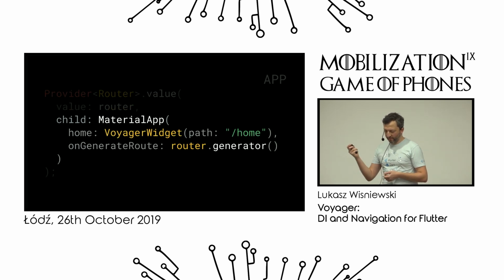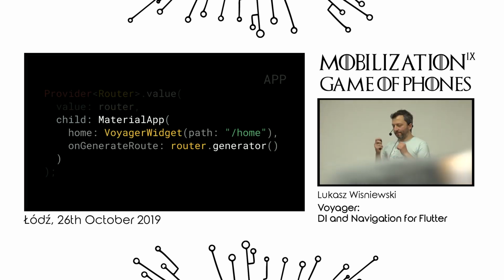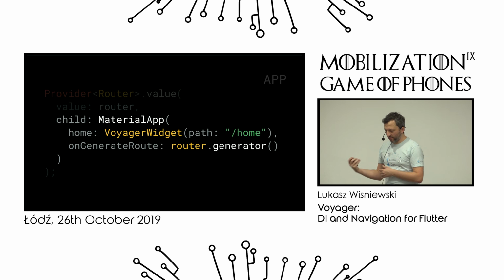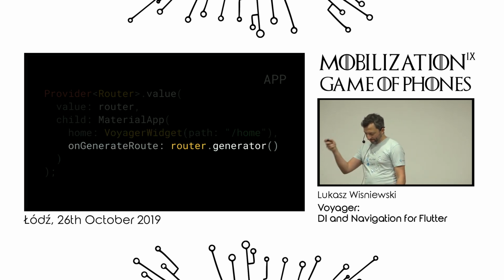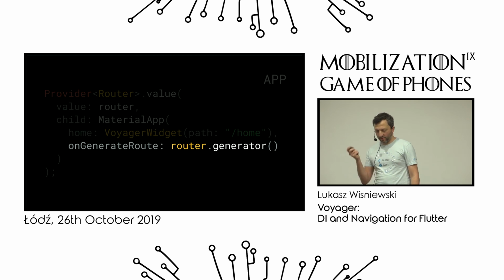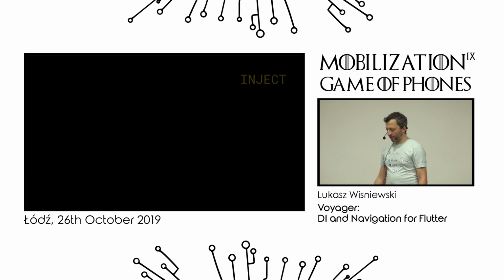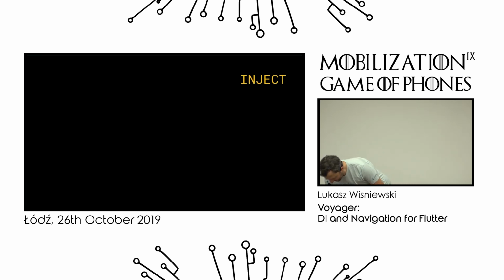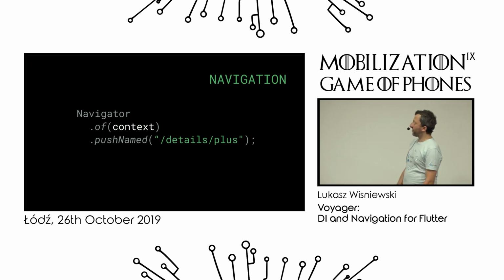And speaking of material app or Cupertino app, this is how you can integrate with Voyager. You use the Voyager widget as your entry point with the path you want to resolve to, and this tiny little bit helps you have the navigation sorted, using the Navigator API. So you can use the standard Flutter API to navigate between the screens.